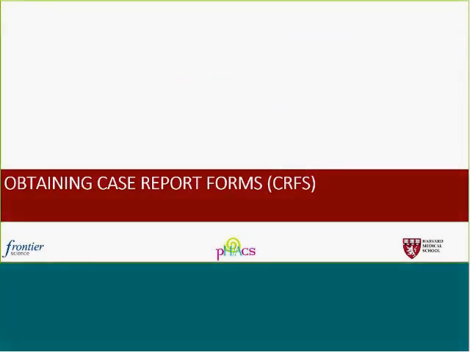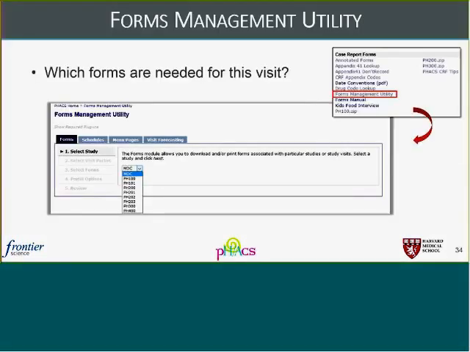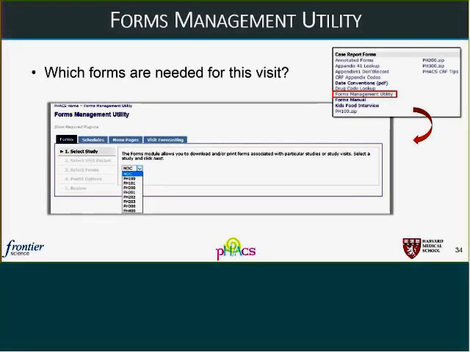All right, so now that you've enrolled your participant, you have all your credentials, where do you get your CRFs? So a lot of sites have started using direct data entry. You can do that, and some sites also like to fill out the paper CRFs, and this is where you can obtain them electronically on the Forms Management utility. It's located on the Frontier portal under Case Report Forms heading.